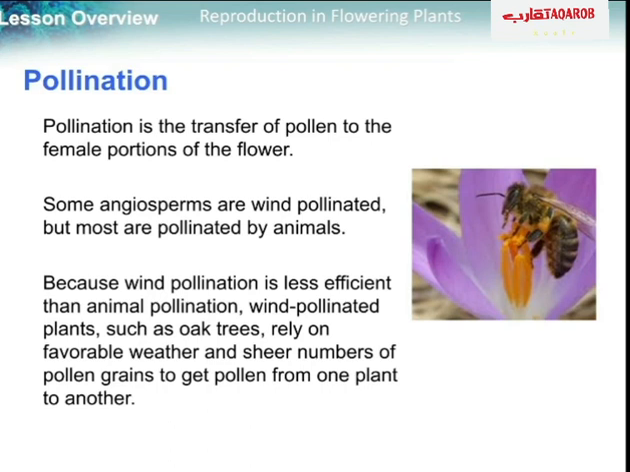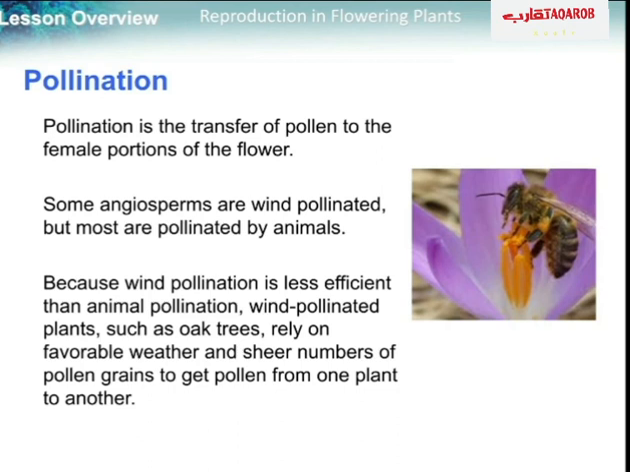Look at the pollination part. Pollination happens either by wind or by insects. The insects will stand on the anther and then move to another flower, and the pollination will happen. So pollination is the transfer of the pollen to the female portion of the flower.